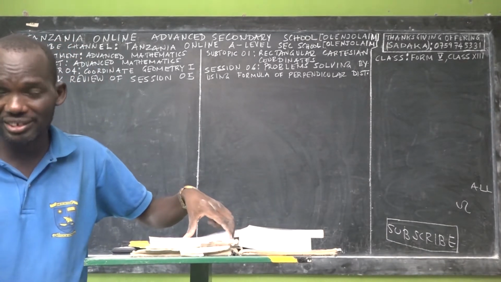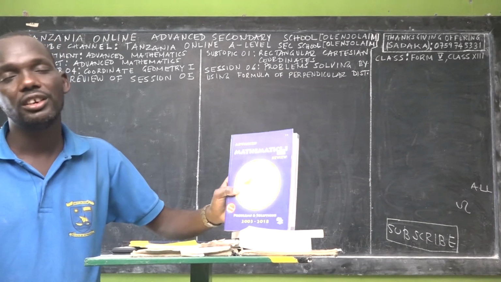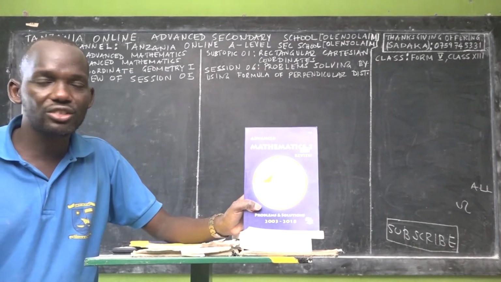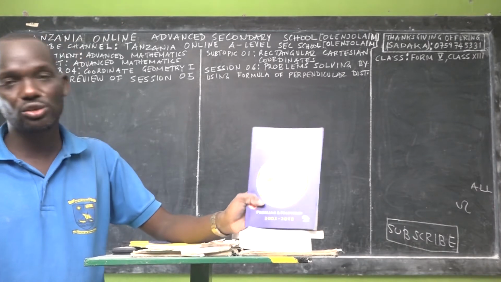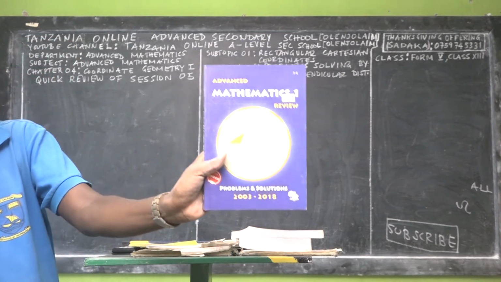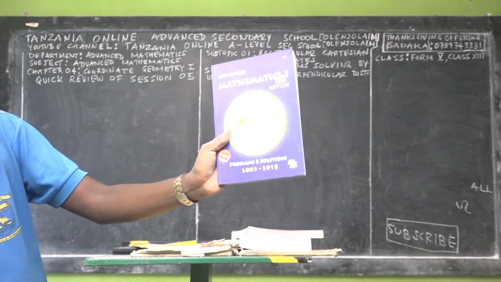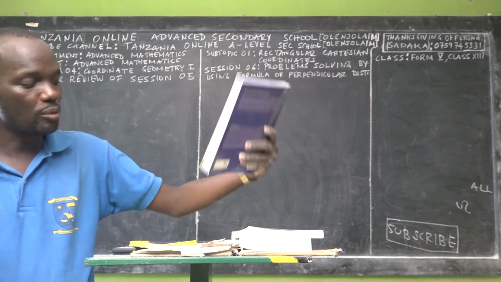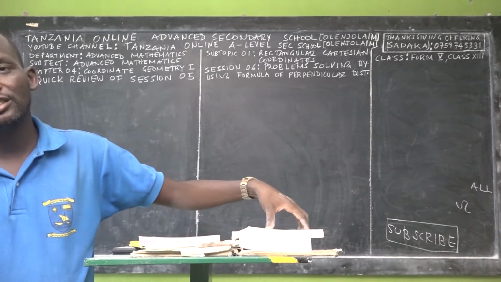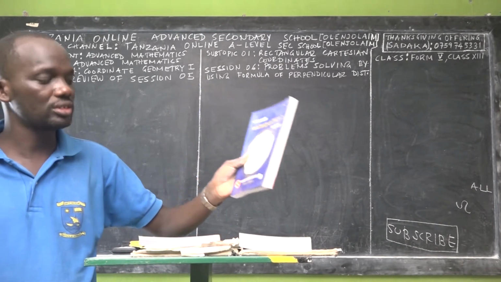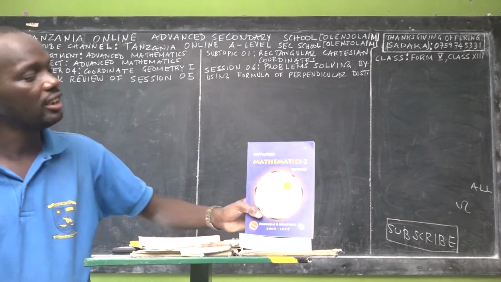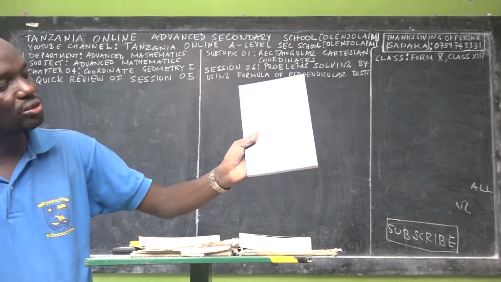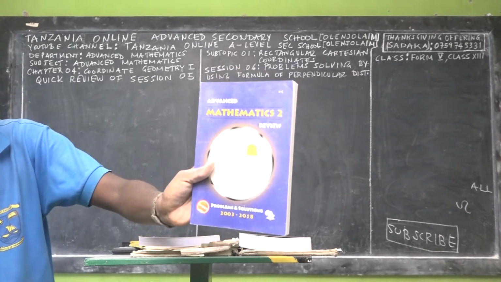In advanced mathematics, we have 2 papers. We don't have 3 papers like advanced physics and advanced chemistry. So the first paper is called the Certificate Secondary Education Examination, Advanced Mathematics 1. This is the questions and answer book, a review book, which comprises questions from 2003 through 2018. I'll be using this material. These are just the sample books. We have so many books in our library. And also you have Advanced Mathematics 2 Review, Problems and Solutions 2003 through 2018.